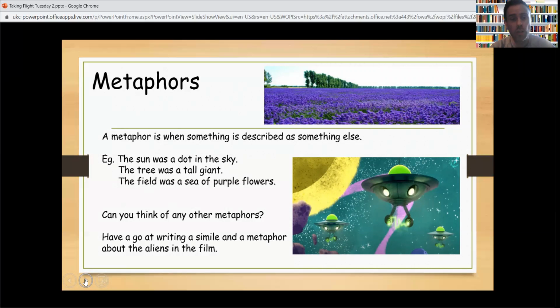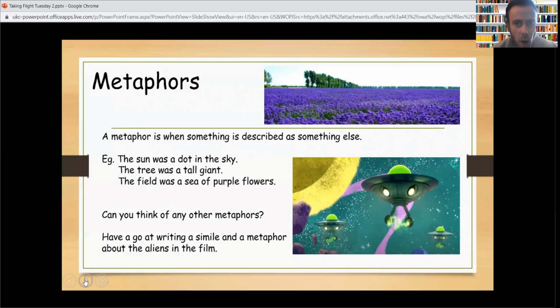You could say the tree was a tall giant. Can you imagine a really tall tree in a wood or a forest somewhere? Massive tall tree. You'd say the tree was a tall giant. It isn't really a tall giant. It's a tree. Okay? So when you're saying something is something else, even though it's not.